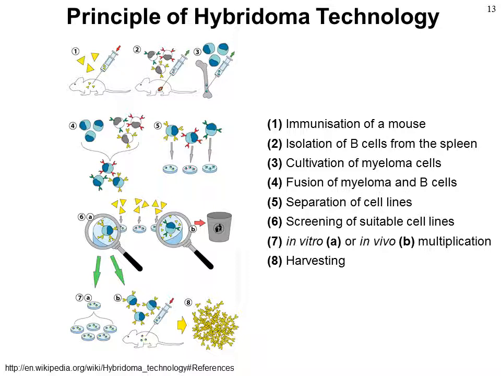Milstein and Köhler found out that by fusing B cells with cancer cells, myeloma cells or a cancer cell line, you create so-called hybridoma cells. That means B cells still producing antibodies but growing more or less indefinitely in culture. This is thus a critical step to have a continuously producing B cell line based on the immunization.